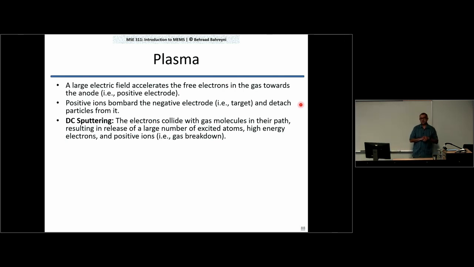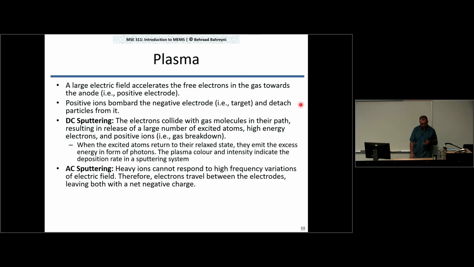But if you want to sputter dielectrics, that's not going to work, because as you hit the source, you're going to charge it up. And over time, you are going to make it harder and harder for those ions to come and hit the source, so your sputtering yield will go down, and therefore eventually it can even stop altogether. So the alternative is AC sputtering. So what you do is that instead of having a DC field between the two electrodes, we make it an AC field.